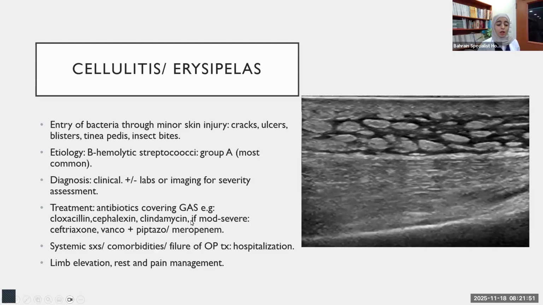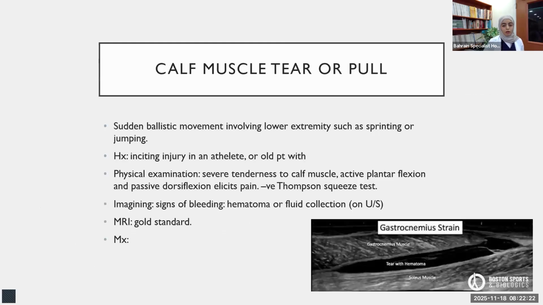is not preferred. If moderate to severe, ceftriaxone, vanco, piperacillin, tazobactam, or meropenem. For the systemic symptoms, or if the patient has comorbidities, or if you gave an outpatient treatment and it failed, they will need hospitalization for the IV antibiotics. Other than that, limb elevation, rest, and pain management is also part of it.